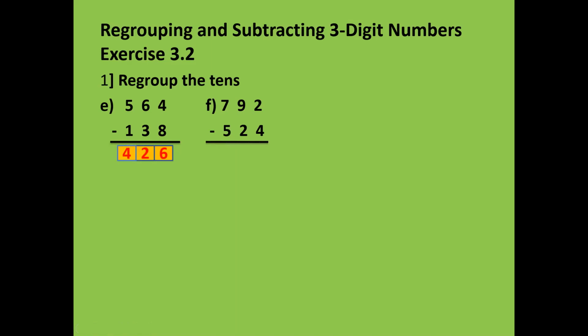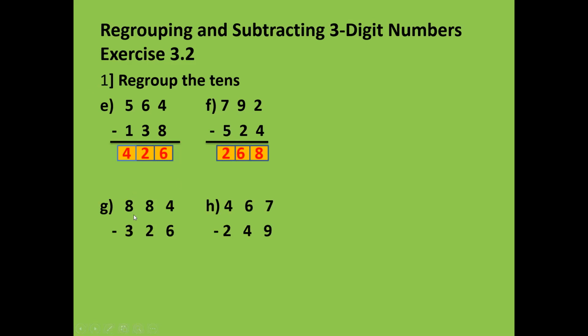Next here, we are also regrouping for the tens place. Because look here, I cannot subtract 4 from 2, because 2 is smaller than 4. So I will borrow 1 from 9. 9 will be 8 and this 2 will be 12. Now take away 4 from 12. After 4: 5, 6, 7, 8, 9, 10, 11, 12. It is 8. Now take away 2 from 8, it is 6. Take away 5 from 7, it is 2.